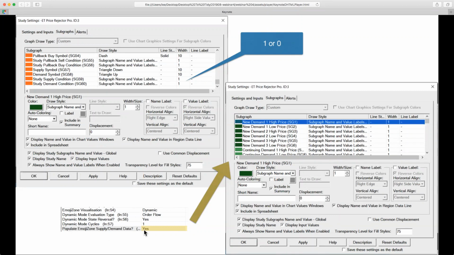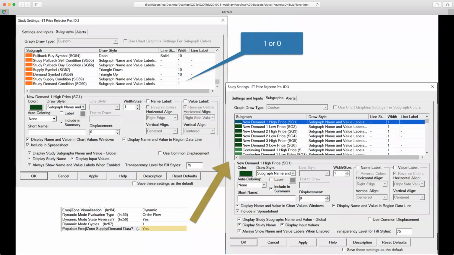Within the emoji zone inputs though, if you say populate emoji zone supply demand data, we populate a whole bunch of subgraphs which are present in every indicator which supports emoji zones. So let's go through the maths on this so you can understand why there's so many subgraphs. An emoji zone can have 6 potential states: new demand, continuing demand, exhausted demand, new supply, continuing supply, exhausted supply. So we've got 6 potential states. Fiera Chart limits us to 60 subgraphs.